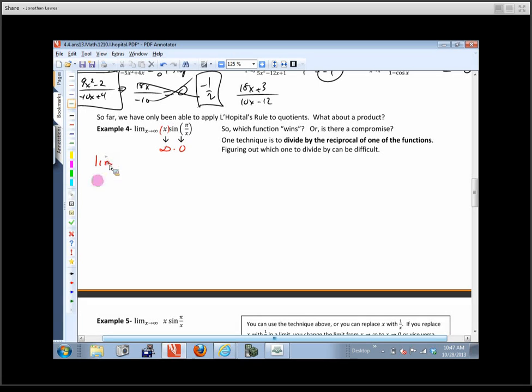So we're going to take the limit as x approaches infinity. I'm going to leave the sine of pi over x on the top, and I'm going to divide by the reciprocal of x.